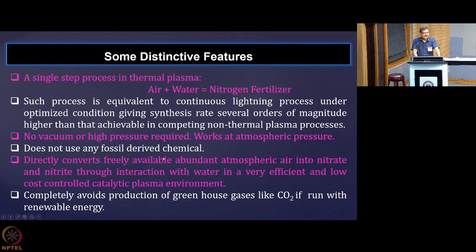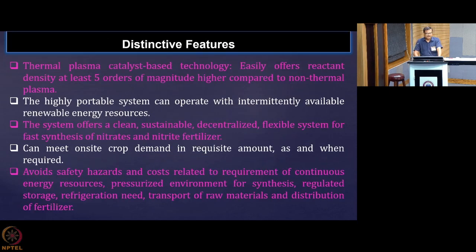So it is not using any fossil derived chemical, so it is sustainable, directly converts freely available abundant atmospheric air into nitrate and nitrate through interaction with water in a very efficient and low cost controlled catalytic plasma environment. It completely avoids production of greenhouse gases like CO2. That is very important. You have seen the enormous amount of CO2 that is being produced by the Haber-Bosch process. Now, thermal plasma catalyst based technology easily offers reactant density at least 5 orders of magnitude higher compared to non-thermal plasma.